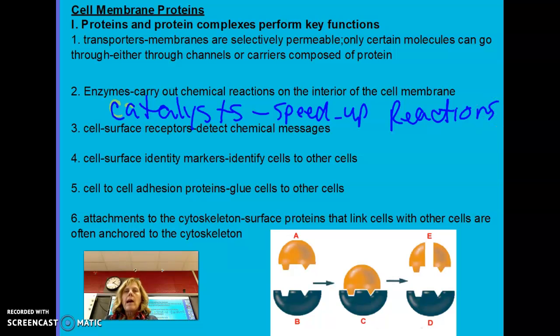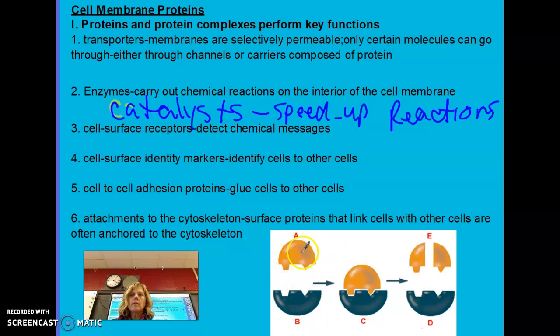So enzymes are catalysts that speed up chemical reactions, but they're biological catalysts. Sometimes in chemistry we talk about chemical catalysts, but these are actually biological catalysts. And this is just a quick review. Enzymes are protein molecules that have a very specific shape. So on here, the dark color represents the enzyme. The yellow golden color represents a substrate.